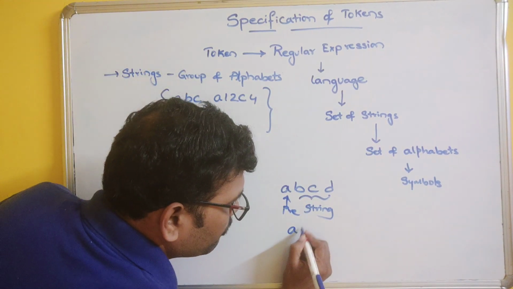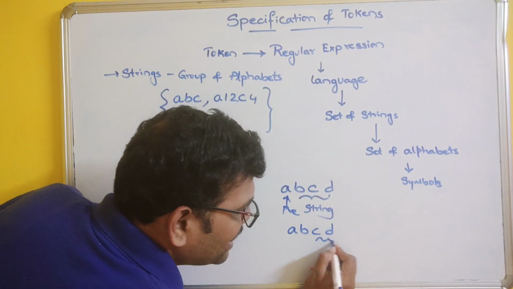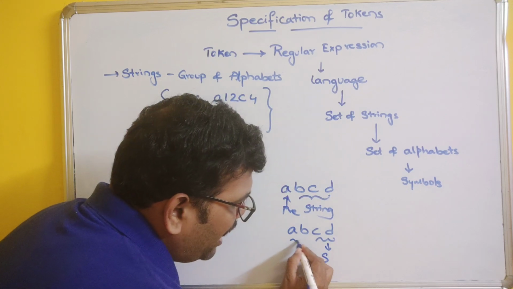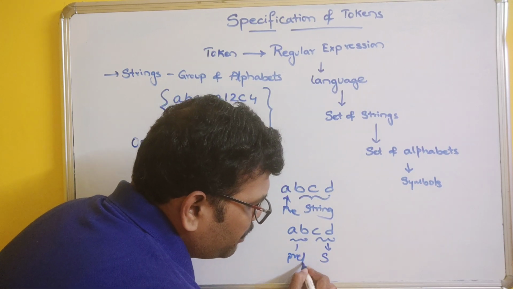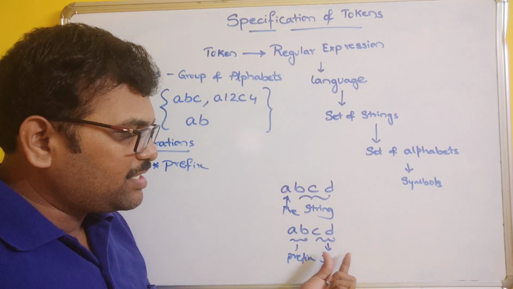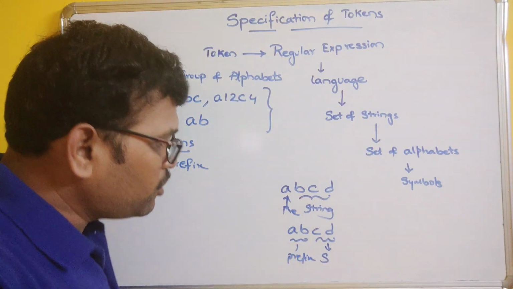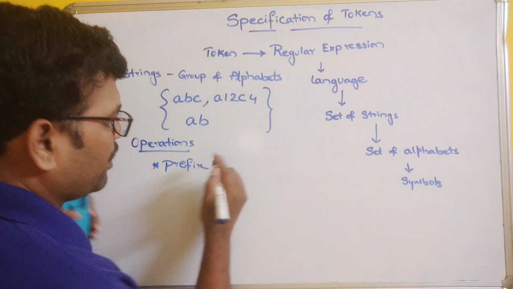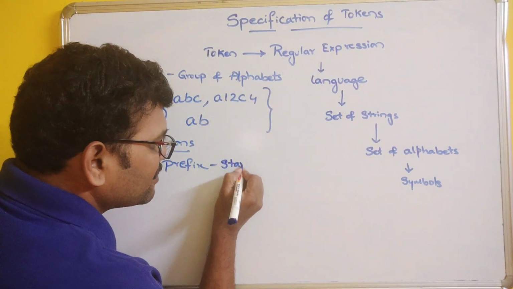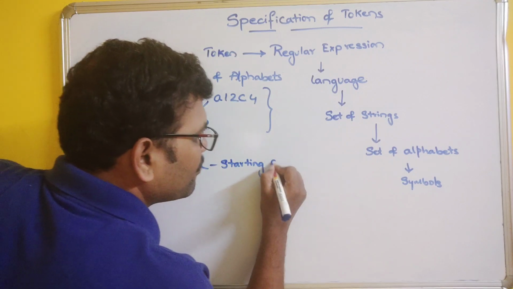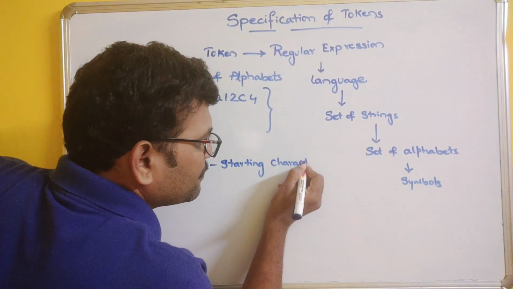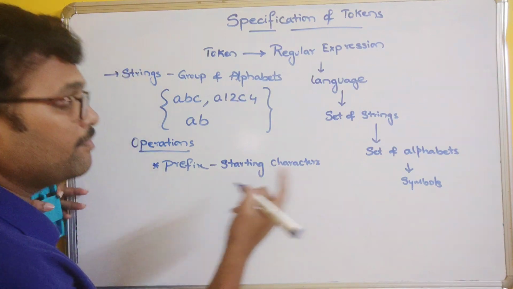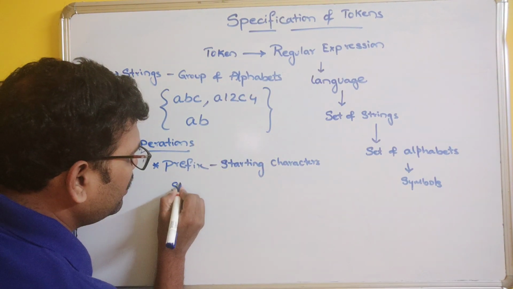For example, one more, A, B, C, D. If you consider C, D as a string, then A, B will be the prefix, because the string is started with A, B. So like that, the prefix means starting characters.